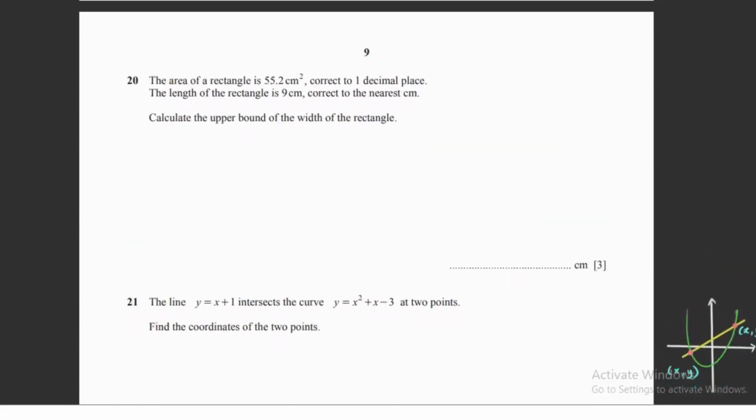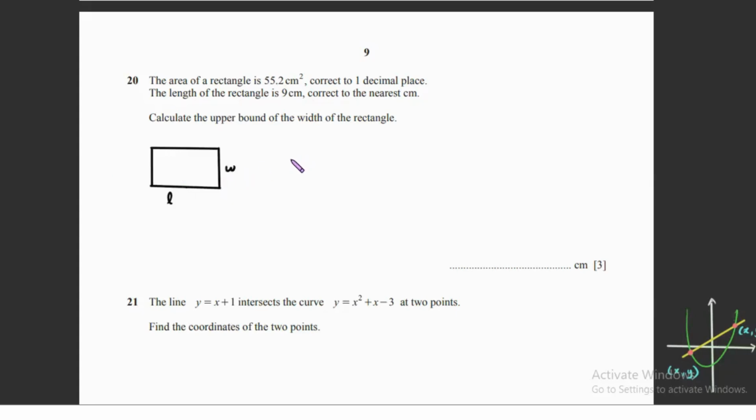In question 20, the area of the rectangle is given. The length of the rectangle is given. You need to calculate the upper bound for the width of the rectangle. So I'm going to draw a small diagram on the side so that we can visualize what's really happening. In this question, the length is given to us as 9 centimeters. So I'm not going to put that 9 here, I'll just leave it as L there.